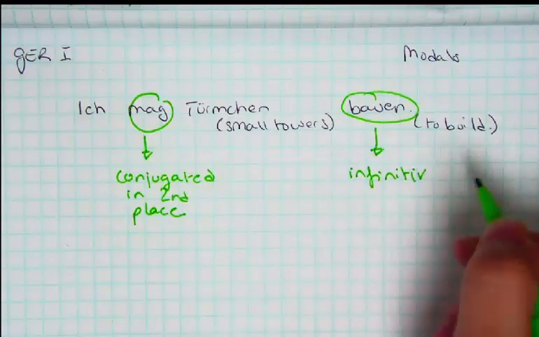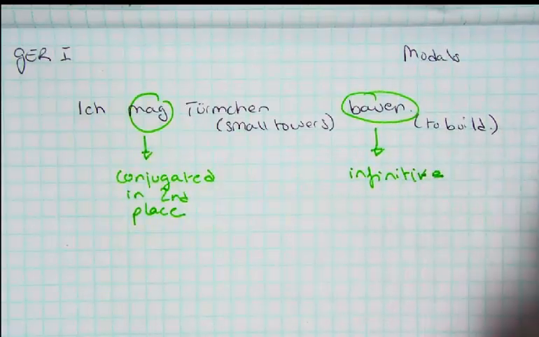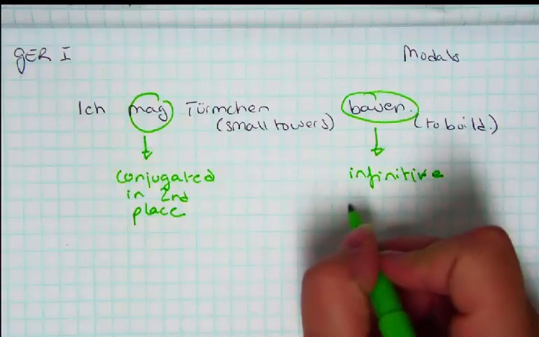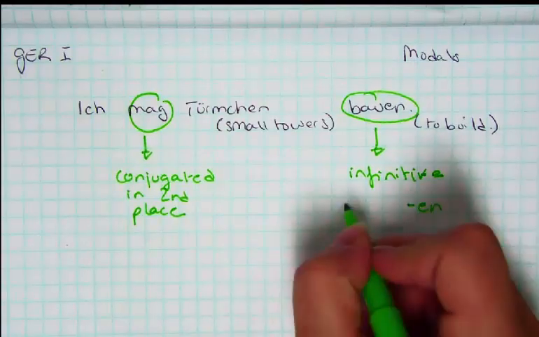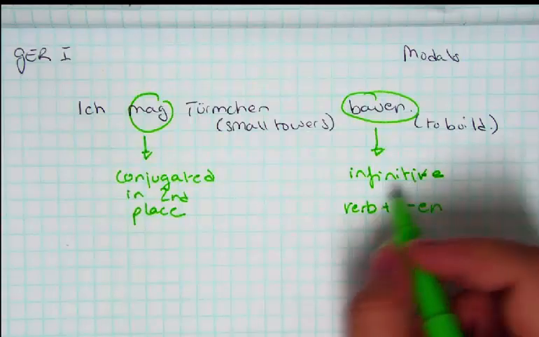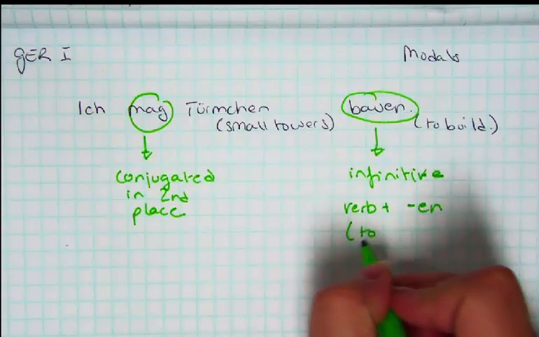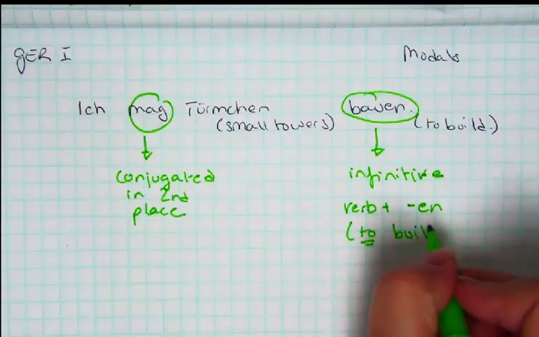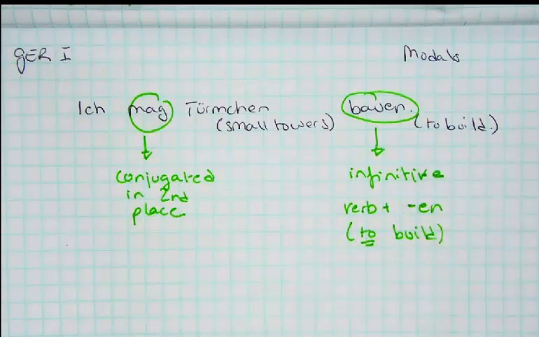Now, just to make sure that we are all on the same page, an infinitive, again, is the unconjugated verb. So that is the verb stem plus that en ending at the end. So in English, that would be to build, right? The way you find the words in the dictionary.